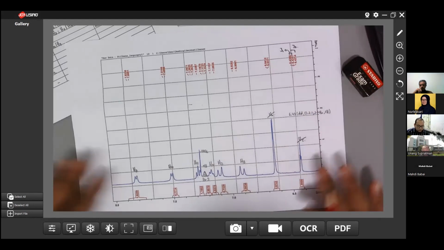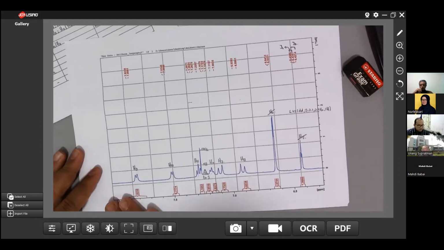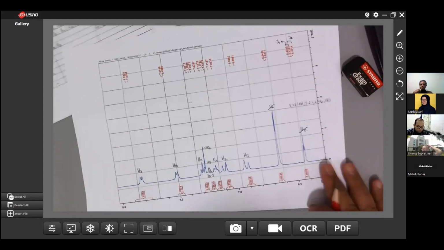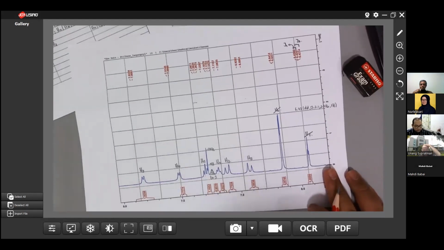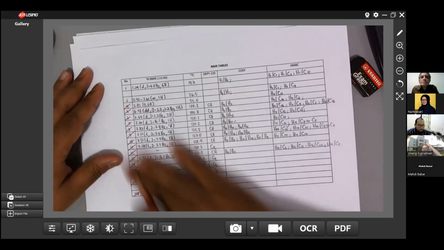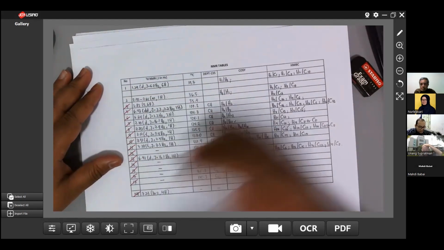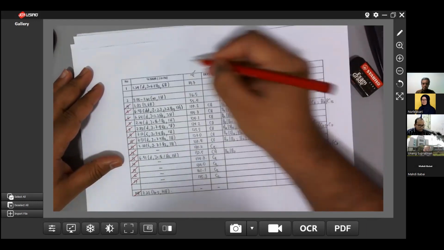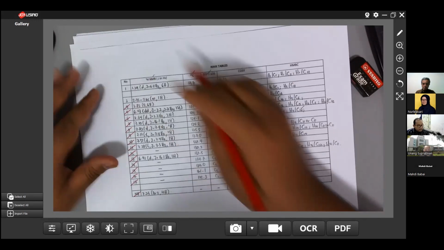So you have to continue by yourself and complete the tables. With all the information here, what you can do is transfer all the information here, because we already did the 13C carbon, proton NMR, and numbering based on the number of carbon.